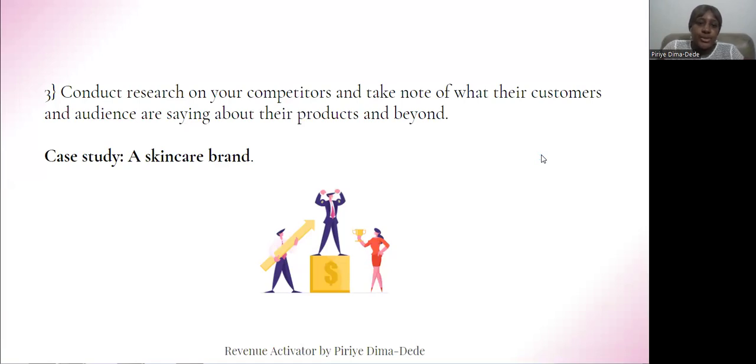The third way you can get this information is to conduct research on your competitors and take note of what their customers and audience are saying about their products and beyond. Now, this works whether you're launching a business newly or you've been in the game for a while. Chances are very high that there are already people in that market offering products and services that solve the problems you're trying to solve. So you can conduct competitive research, hear what customers are saying about your competitors' products, and then use that feedback to work on your products, your marketing, and so on.